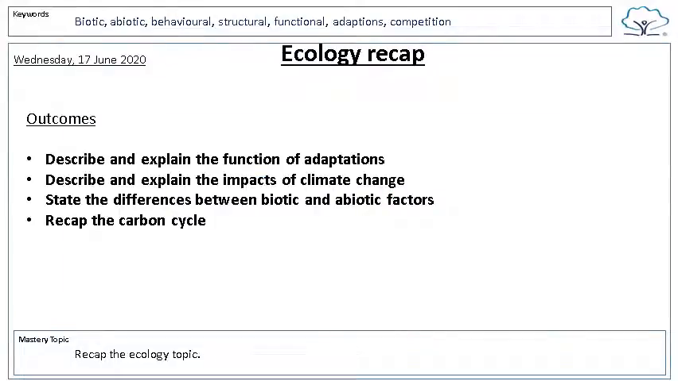Right then, the outcomes for today's lesson. I want you to describe and explain the function of adaptations. We also need to be able to describe and explain the impacts of climate change, which we've been talking a lot about over the past few weeks. You need to be able to state the differences between both biotic and abiotic factors. And like I said, we've already made a start of that in the Do Now task. And finally, we need to be able to recap the carbon cycle. So take this opportunity, make sure your phone's off, make sure you've got no distractions, then we'll get started.